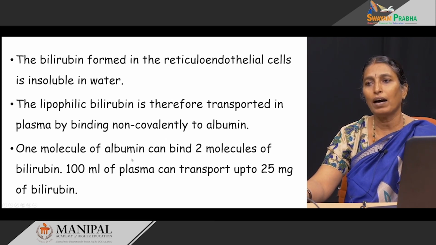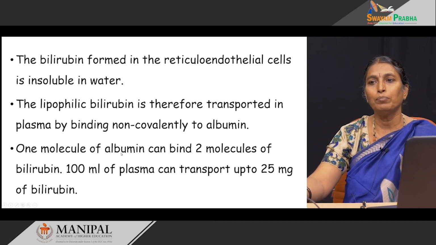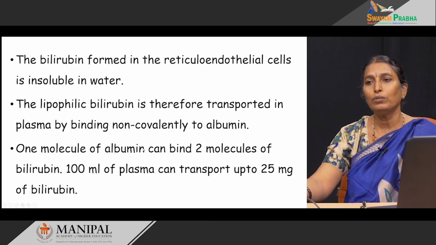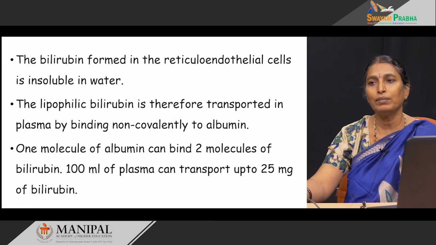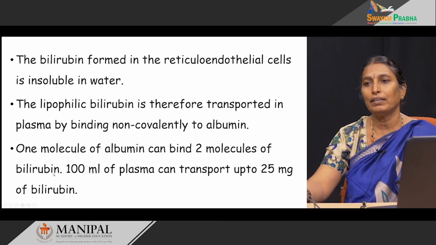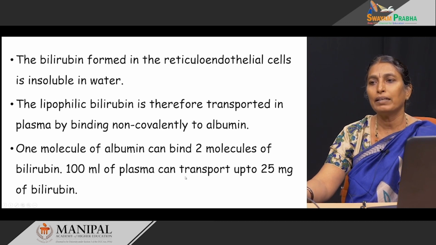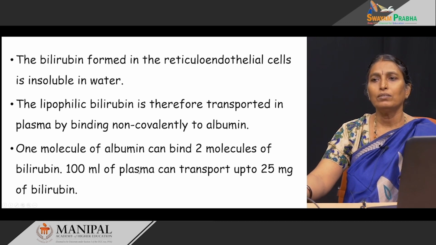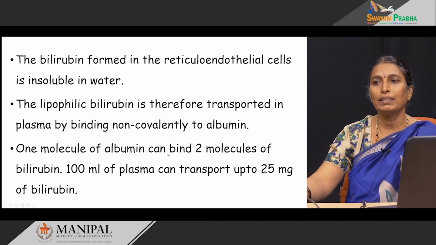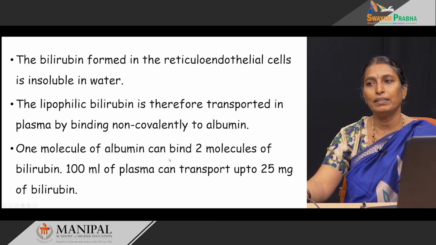One molecule of albumin can bind 2 molecules of bilirubin. It means albumin has 2 binding sites for bilirubin. In this, one site has more affinity towards bilirubin, the other site has the least affinity. So, 100 ml of plasma can transport up to 25 milligram of bilirubin. So, this is very important. Most of the time all the bilirubin binds to the more affinity site, not the low affinity site.